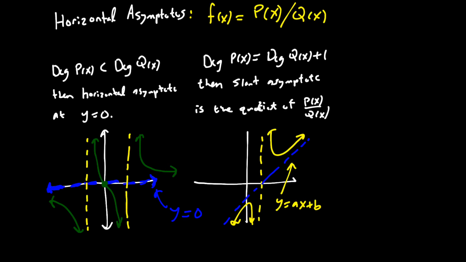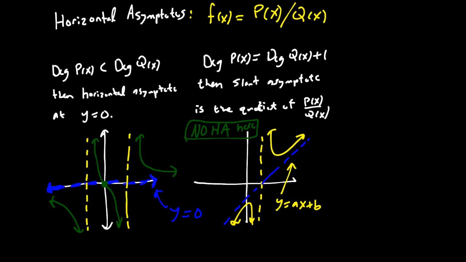And another thing to note is that if a rational function has a slant asymptote, then it does not have a horizontal asymptote. In other words, a rational function can either have a slant asymptote or a horizontal asymptote, but not both.